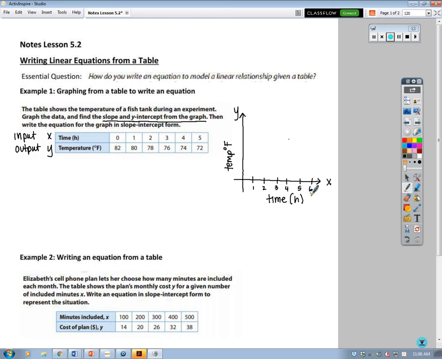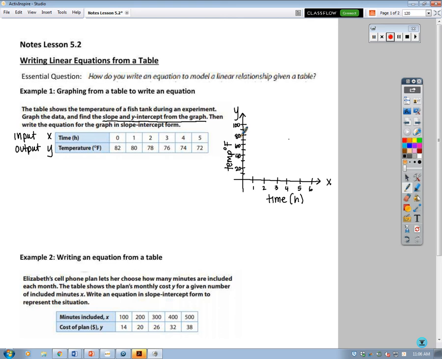And then I'm going to look at my range of temperature for my y-axis, and my highest is 82, my lowest is 72, so I need to get up to that. I think I'll probably count by tens maybe. So 20, 30, 40, 50, 60, 70, 80. Okay, so it's not going to be a perfect graph, but it's going to give us an idea of what we need.